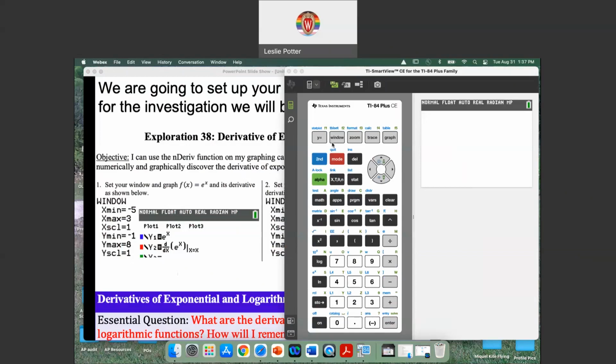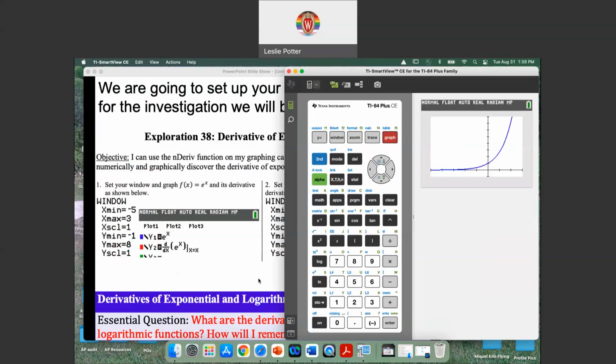So we're going to go into the window. We're going to set it at -5, arrow down, 3, arrow down, scale of 1. Y minimum is -1. Arrow down, y max is 8. Scale is 1. Everything else is generated automatically. We can even go in here and graph e to the x. So the exponential and the natural log keys are one and the same. So I'm going to grab that exponential, put my variable x there and graph it. And I have something that looks like that.